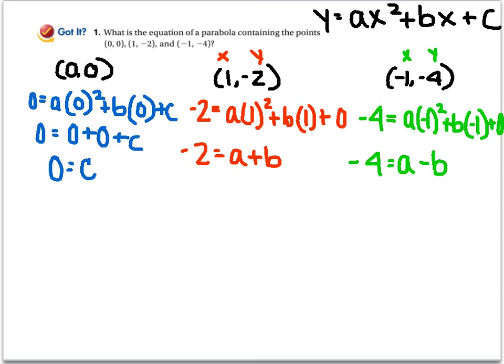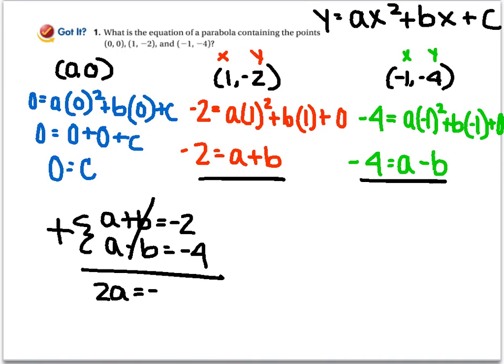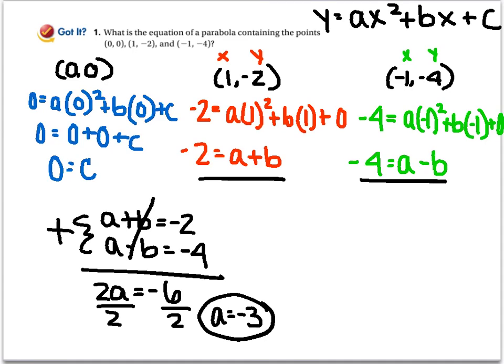Now you have two equations with both a and b in them, so that creates a new system for you. A plus b equals negative 2. And a minus b equals negative 4. I'm going to add my systems together. 2a, b's are eliminated, equals negative 6. So a is negative 3.